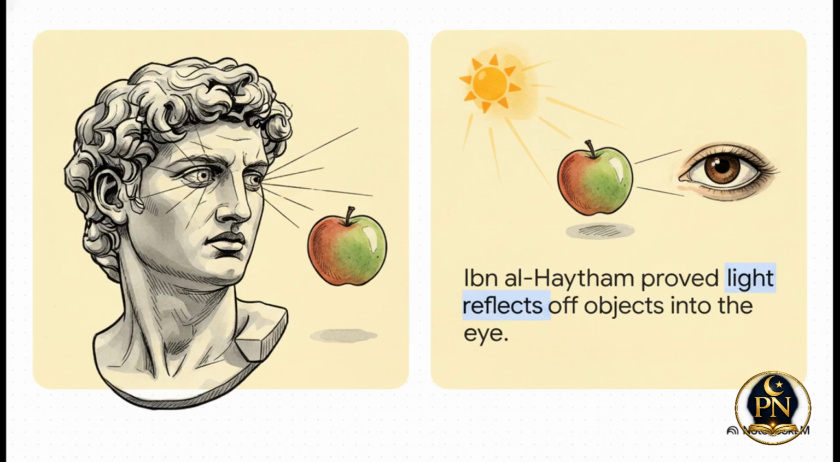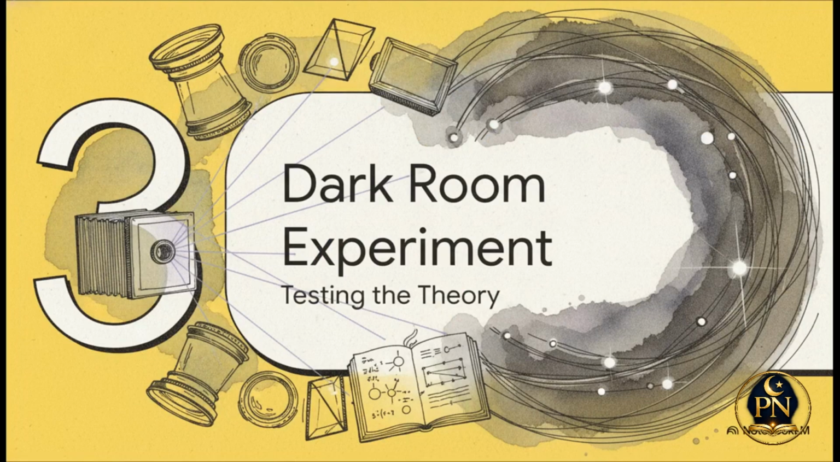But Ibn al-Haytham stepped in and came to a completely different, groundbreaking realization. Light doesn't shoot out of our eyes. Instead, light reflects off objects in the environment, travels through the air, and then enters the eye. This elegant little truth completely flipped the script on physics. But here's the catch. How do you prove something that invisible? You can't just guess, you have to test it. Section 3. The Dark Room Experiment.